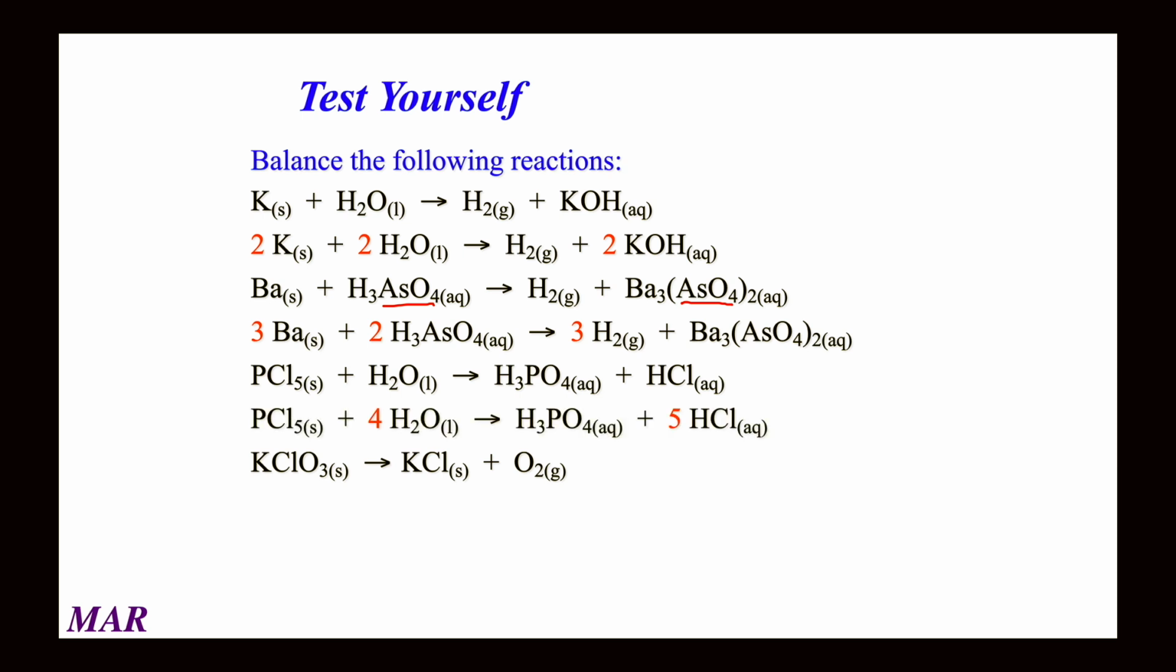But if you play around with this long enough, you'll see that PCl5 and 4 waters making phosphoric acid and 5 HCl is a balanced reaction. And then finally, this last one is potassium chlorate, making potassium chloride plus oxygen. And we're going to do a lab with this reaction pretty soon.